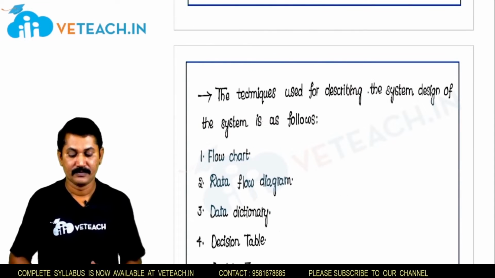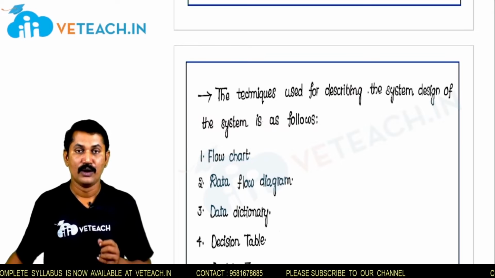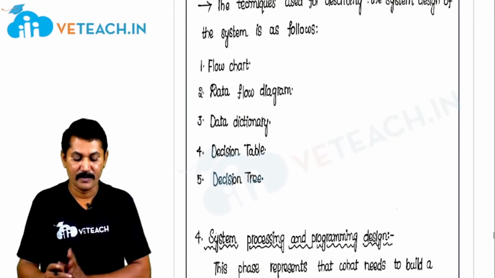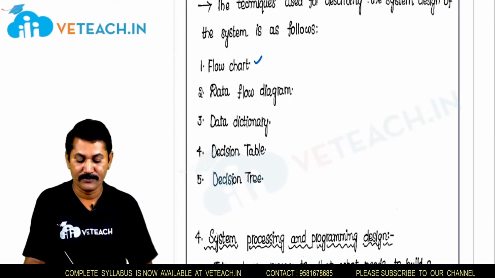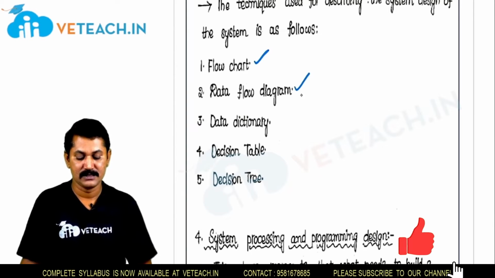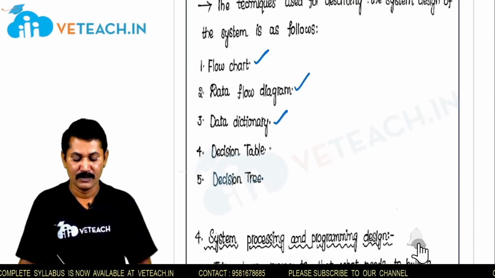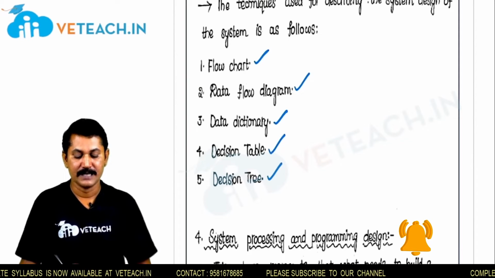The techniques used for describing the system design come in different formats. The design has different formats, that is, drawing the flowchart, data flow diagrams, the data dictionary which gives the complete information about the data, decision tables and decision trees.